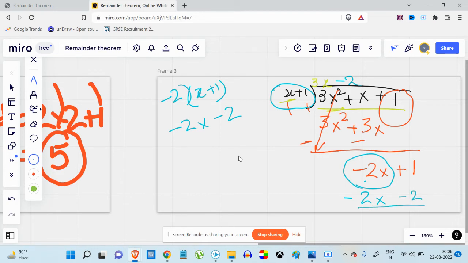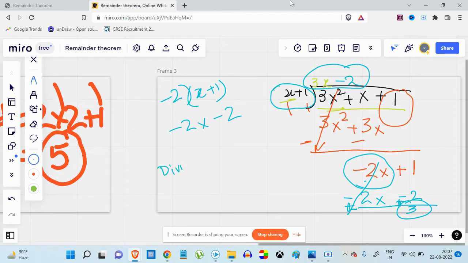Now we will do the same thing again. We will change the sign, minus to plus and plus to minus. So this plus and minus will remove this minus 2x, and this is plus now. So plus 2 and 1 is 3. What we are getting as a remainder is 3, and what we are getting as a quotient is 3x minus 2.